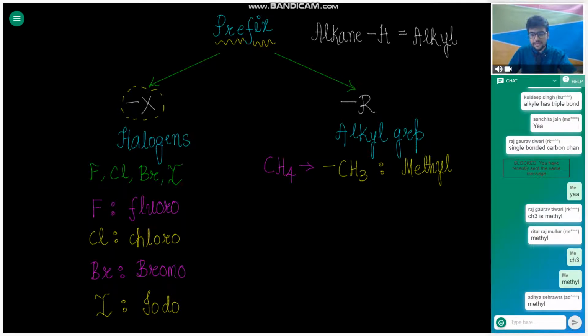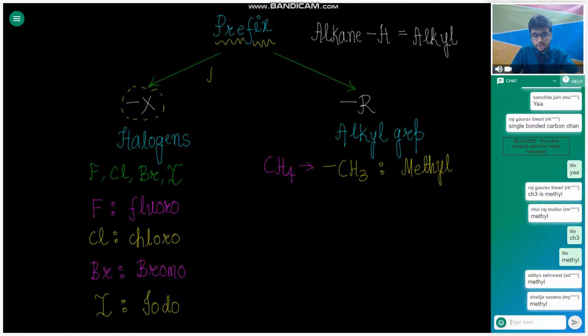So if you see that in a particular compound, dash CH3 is coming in the branch, in the substituent, then we have to use the term methyl. So prefix we also call as branch, and the other name can be substituent. So if dash CH3 is coming as a branch or substituent, then we will use the term methyl.